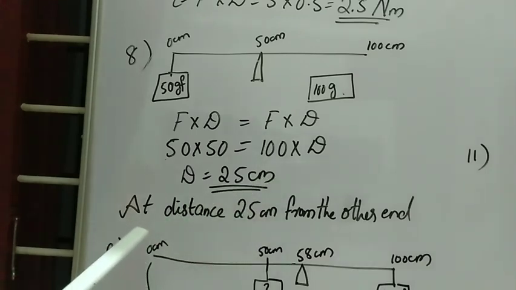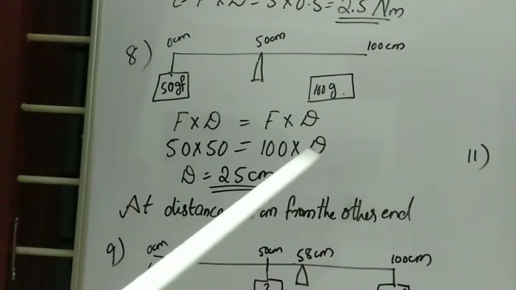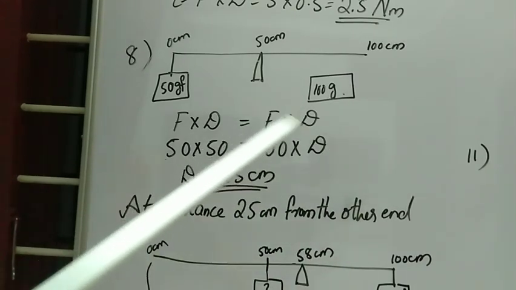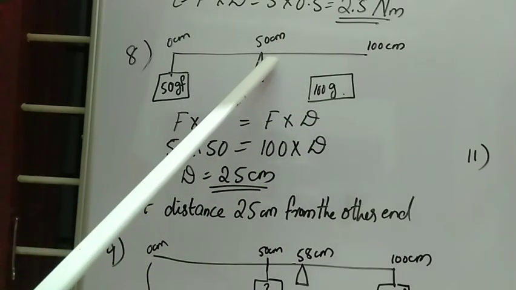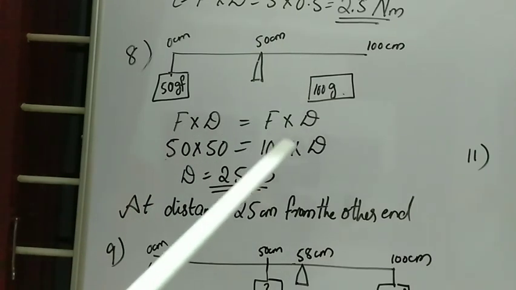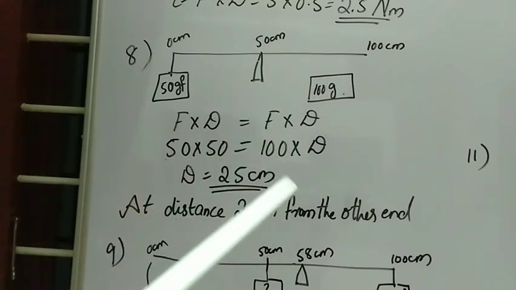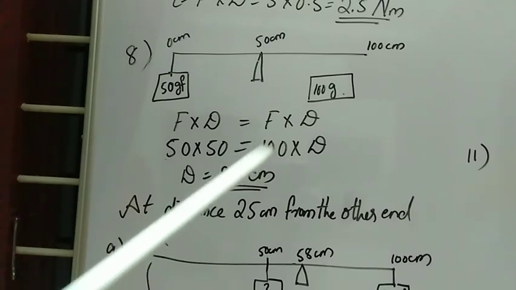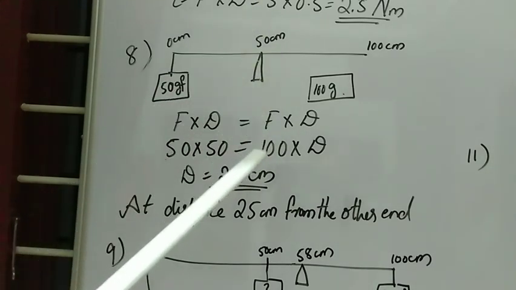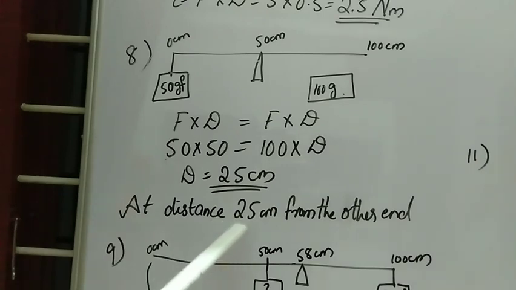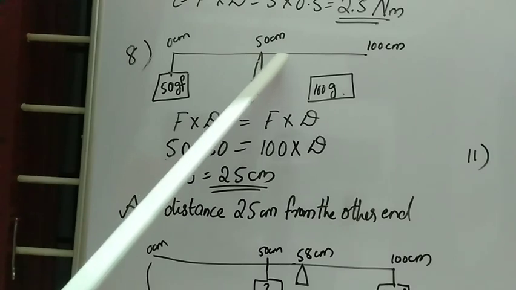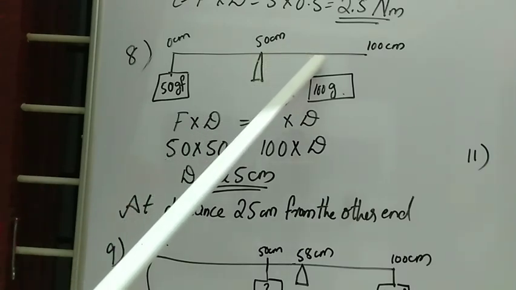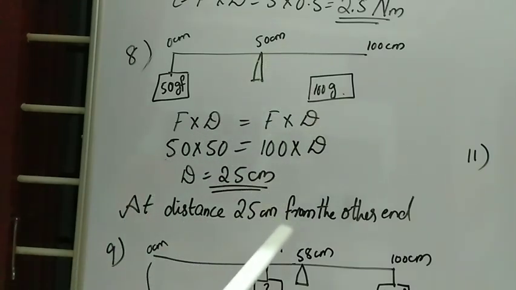In the textbook you can see the answer is written as a distance of 25 centimeter from the other end. Or, without any confusion, you can write at a distance of 25 centimeter from the center. It will be easy for you when you are finding a particular distance. We are finding the distance from the center. So either you can write like this, or, better, as a safe side you can write, we can hang this weight at a distance of 25 centimeter from the pivoted point. Both answers will be correct.